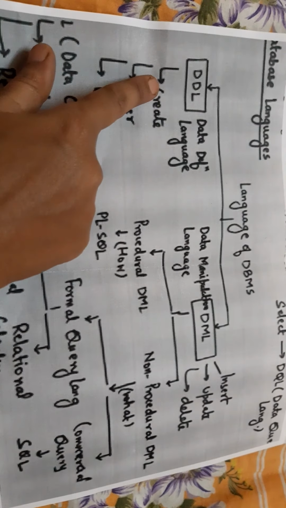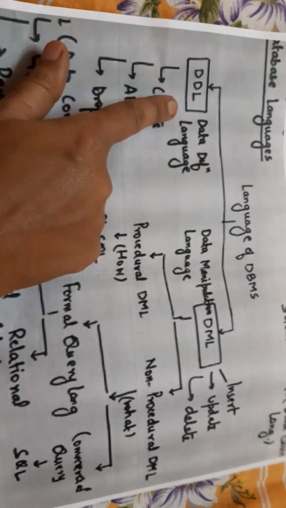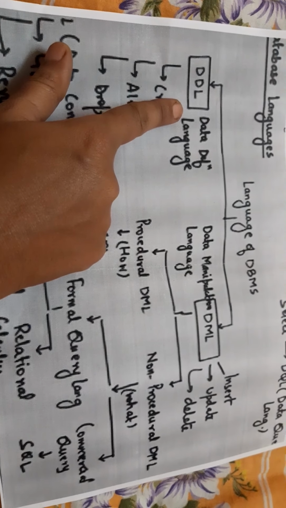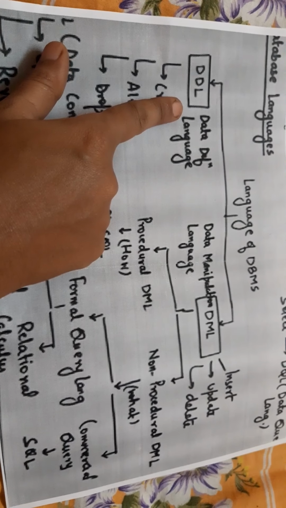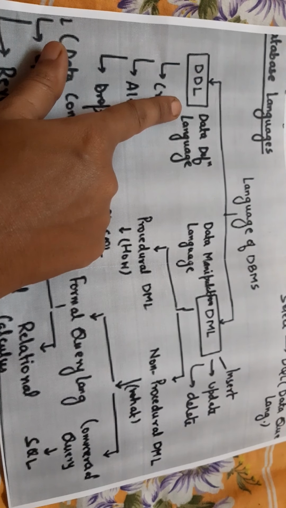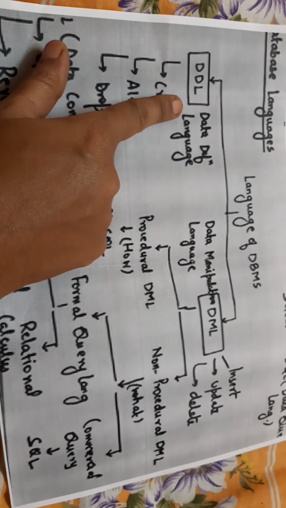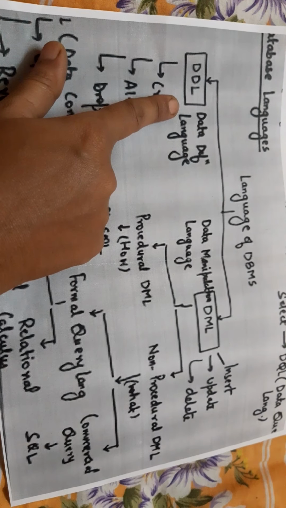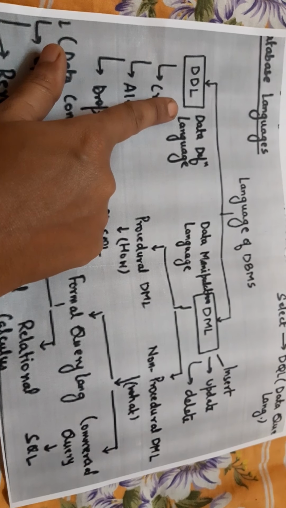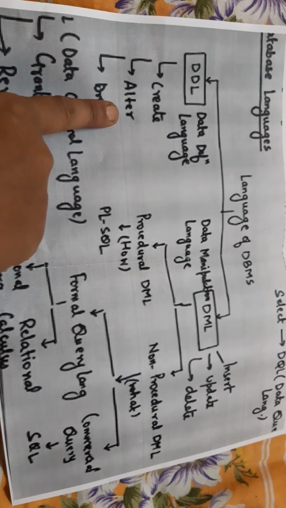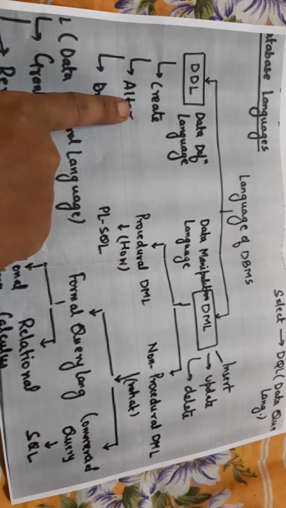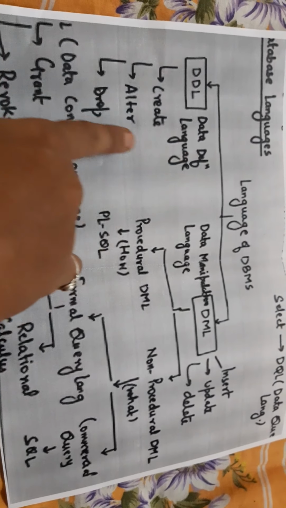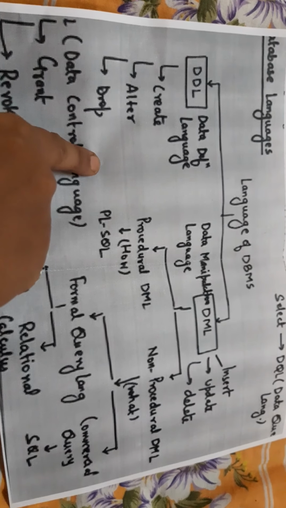Next we will study about DDL. DDL stands for data definition language. It defines the data itself, and here we can define data. So in DDL there are 3 types of commands. One is create command, alter command and drop command.